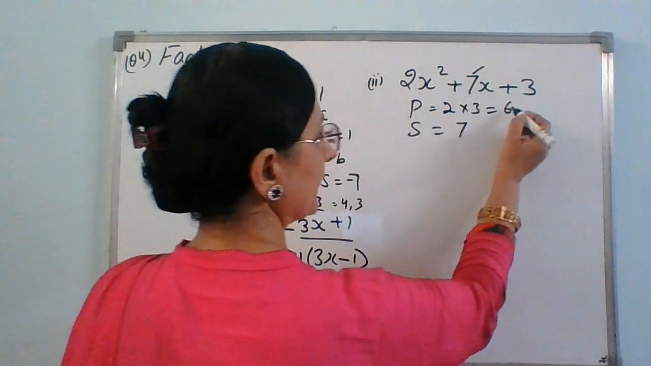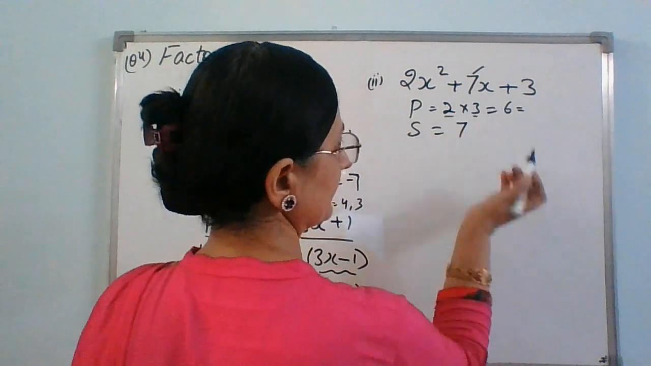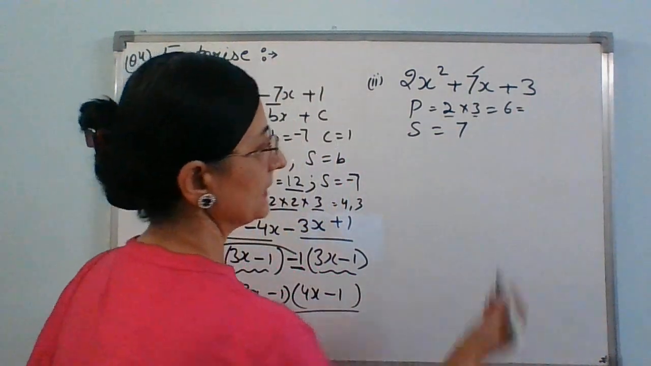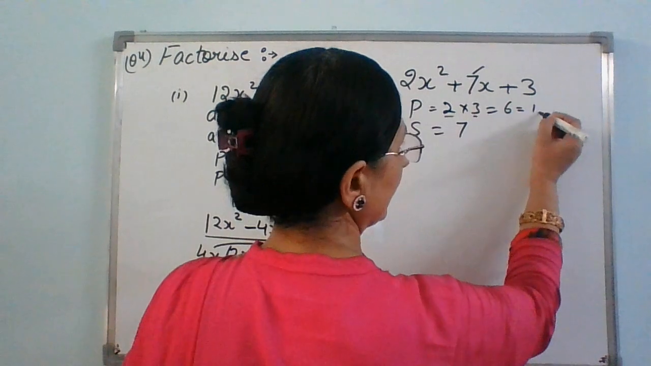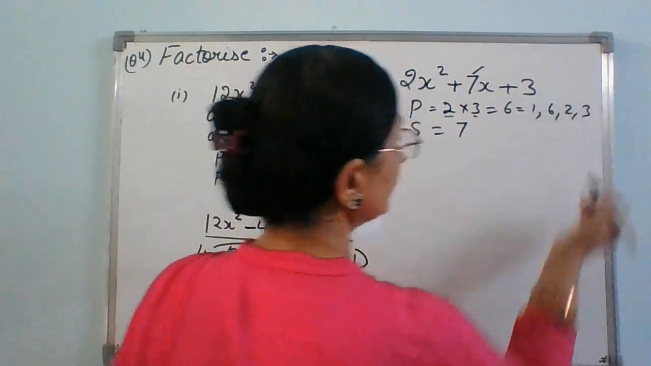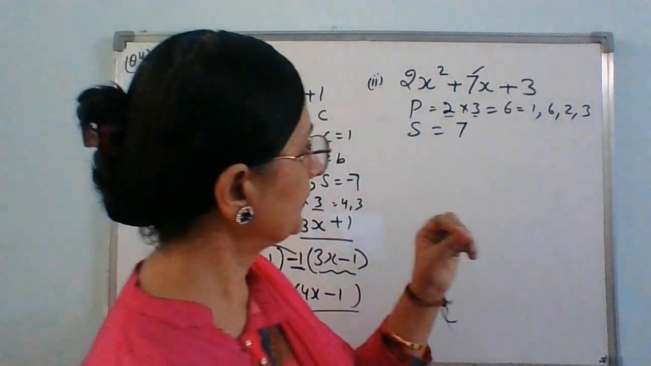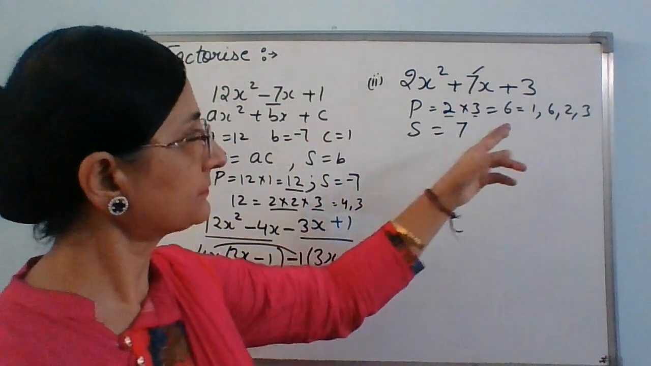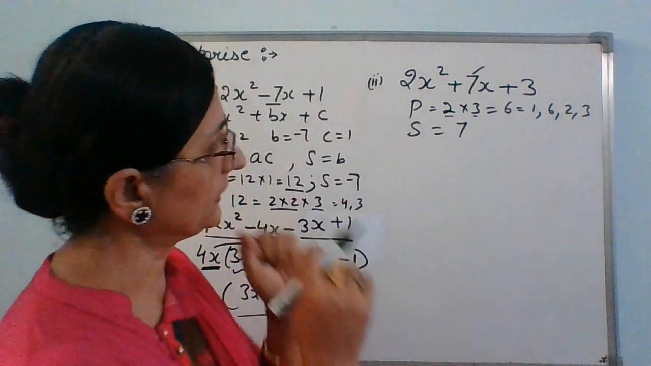Done. Okay, so the product, these are the factors. We have only two factors here, but here we have 7. So the factors of 6 are 1 and 6, and 2 and 3. These are the factors. You should be writing all the factors of 6 here. Now you have to arrange.